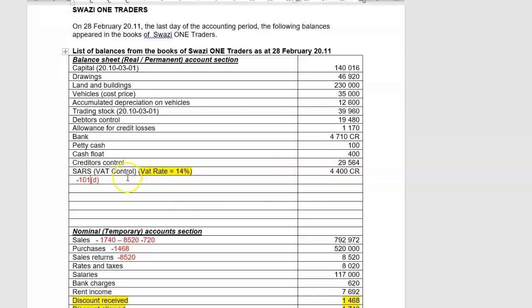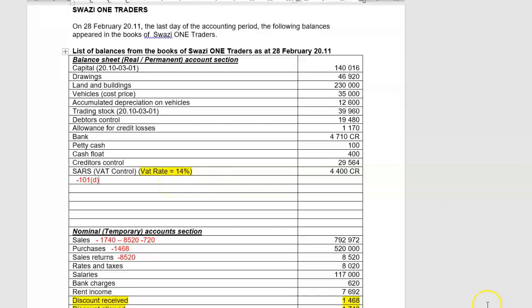Remember, VAT control can either end up being a debit balance, which is then shown as part of trade and other receivables, or it can end up being a credit balance, in which case it will be shown as part of trade and other payables. And you are required to do both those notes, so we have to keep track of the VAT.